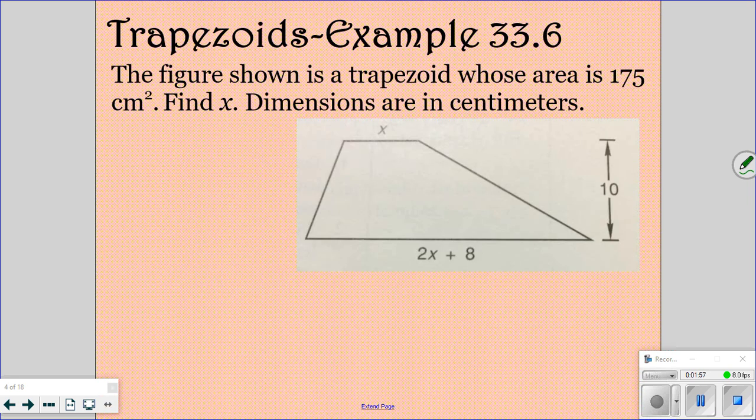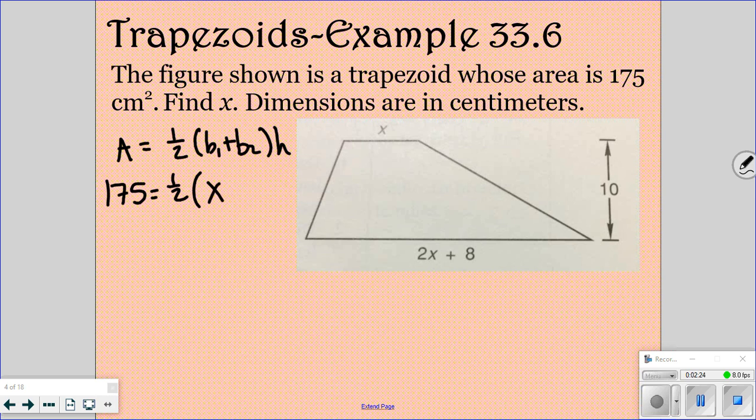So looking at this example for the trapezoid, we want to find x, and they tell us the area is 175. So we're going to use our formula for the area of a trapezoid, which is 1/2 base 1 plus base 2 times your height. So hopefully you remember that formula, and we're going to fill in what we know. We know the area is 175. We know that one base is x, and the other base is 2x plus 8. And our height is 10.